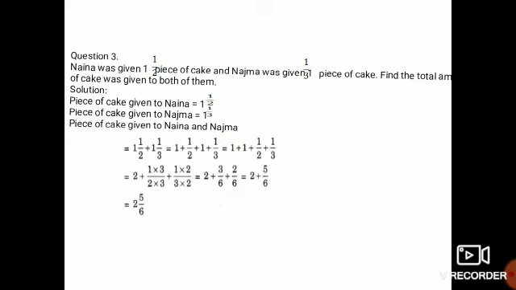Now I'll be discussing one more question from exercise 7.5. Question number 3, that is Nana was given 1 by 2 piece of cake and Najma was given 1 by 3 piece of cake. Find the total amount of cake which was given to both of them. So to find out the total amount of cake given to both of them, we have to add. So the piece of cake given to Nana was 1 by 2 and the piece of cake given to Najma was 1 by 3.